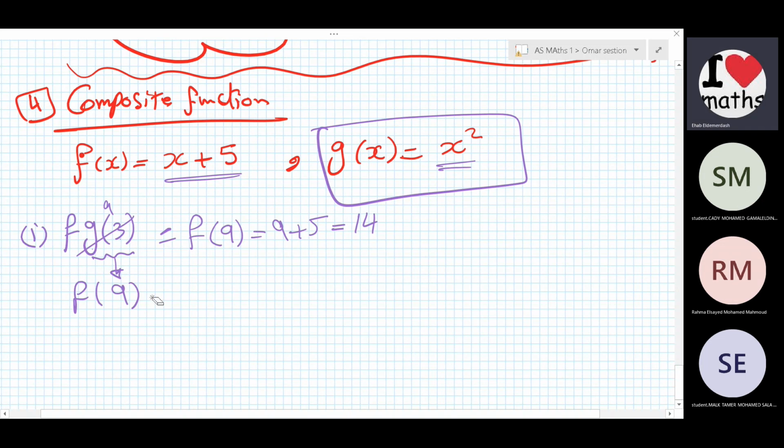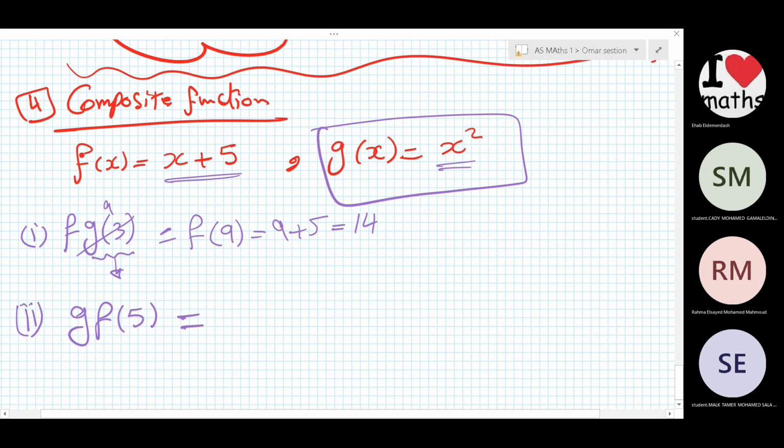Again, I need you to do it again. You have to start from inside to outside. So the second part, stay with me. If I say g of f of 5, I want to find g of f of 5. Who can tell me what will be g of f of 5? Bravo, Ahmed, it came out as 100. How did we get it? I have to start from f of 5. What is the value of f of 5? It is equal to 10. So I have f of 5 which is equal to 10.